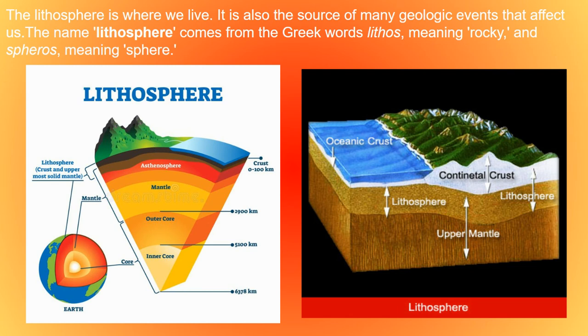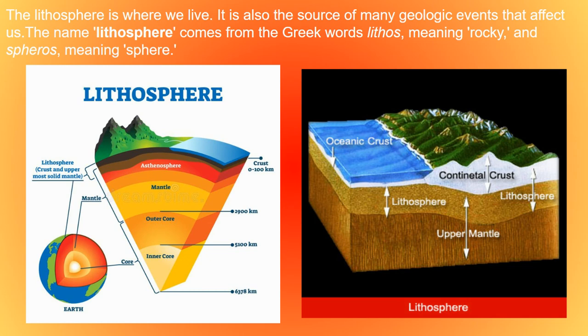Alright, so lithosphere is the upper part where we live, and it is formed from two words. Lith means rocks and sphere means the region where we are staying. Here is one more diagram to explain the continental lithosphere and the oceanic lithosphere. Let's see more about the differences between them.